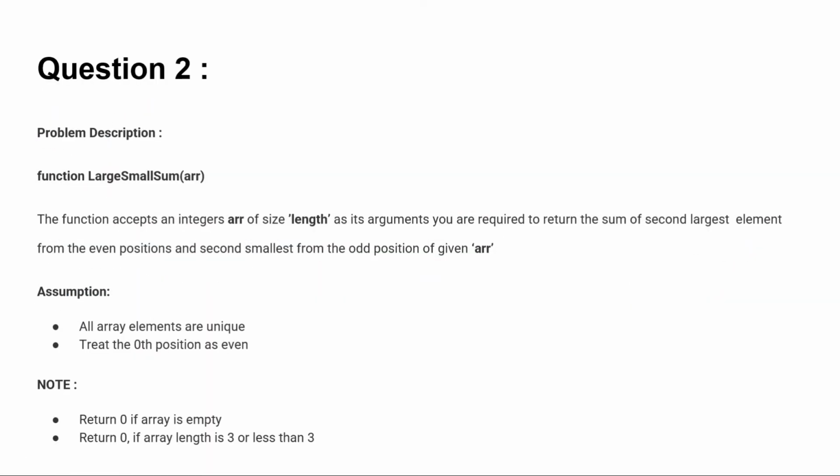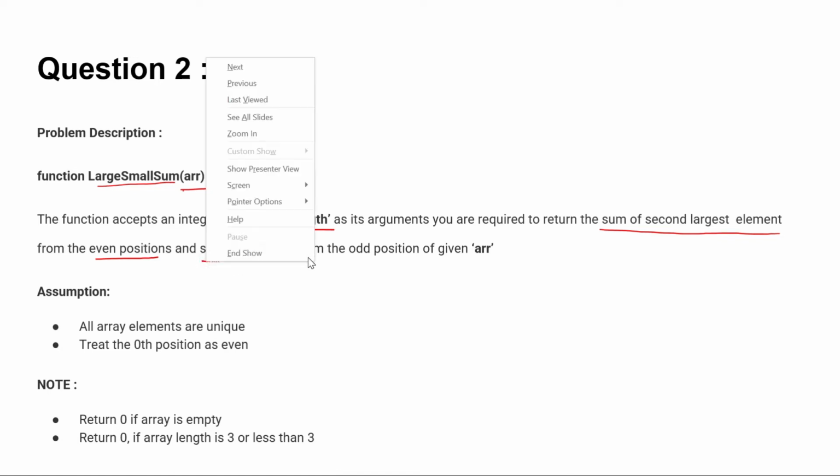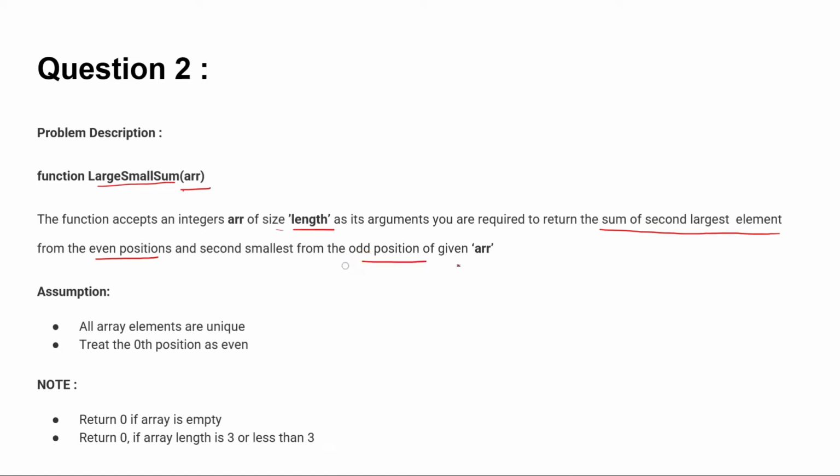Okay, so we'll see the second problem now. The problem statement is we have to write a function to calculate the large small sum. The function will contain one parameter, that is array. The function accepts an integer array of size length. The argument you are required to return is the sum of the second largest element from the even position and the second smallest from the odd position. The assumption is that all array elements are unique, so no duplicate elements are present.